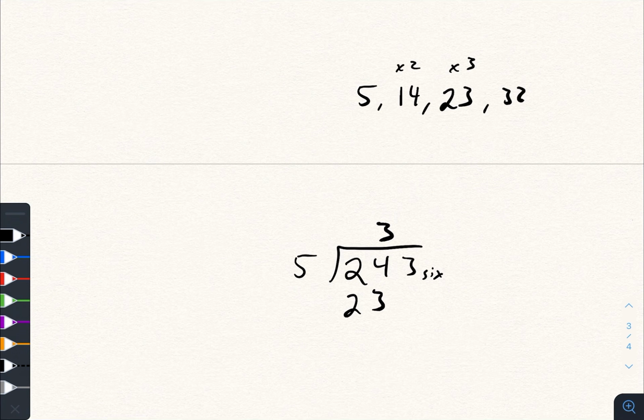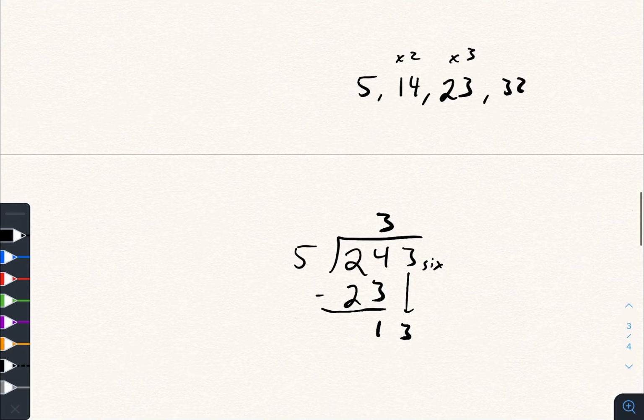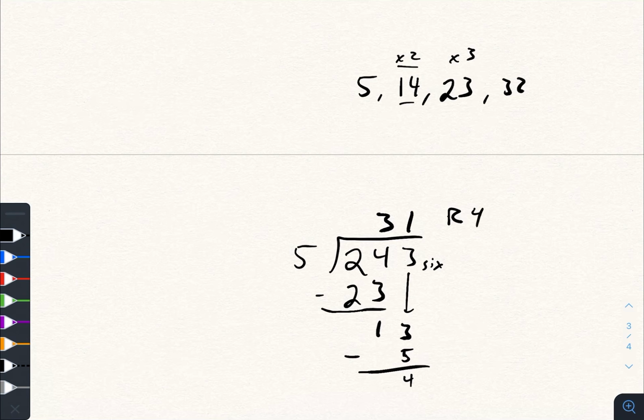And then 5 times 3 would be 23. Subtract that. Get 1 left over. Bring this 3 down. How many times does 5 go into 13 base 6? Well, we know that 5 times 2 is 14 base 6. So that's too much. So it's only going to go in 1 time. So 5 times 1 is just 5. 13 minus 5, what is that equal to? That would be equal to 4, because if I were to do 5 plus 4 in base 6, that would be equal to 13. So 243 base 6 divided by 5 is equal to 31 with a remainder of 4.